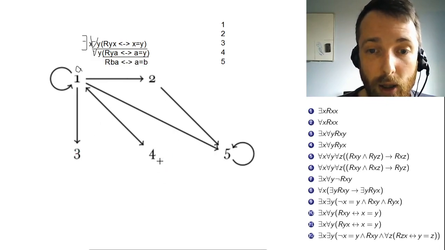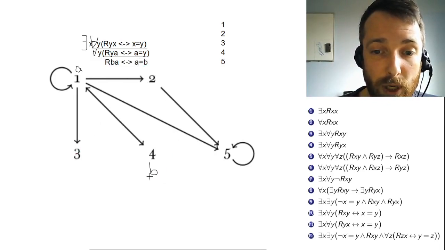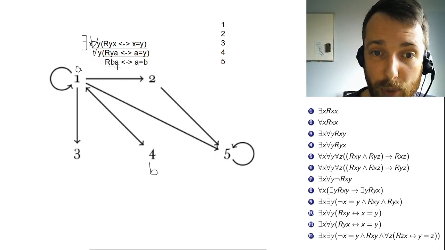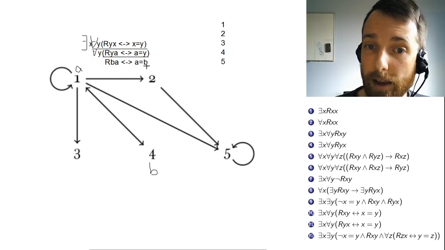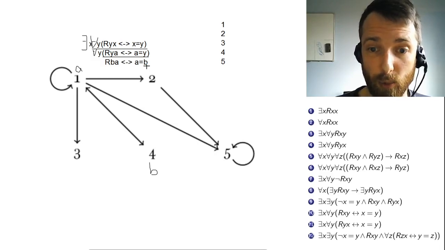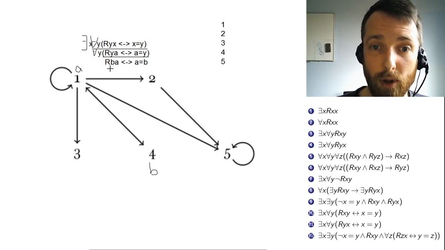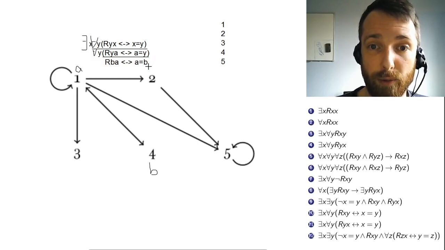We're doing okay. What about, though, if I put B on number 4? Now RBA is true. 4 does point at 1. But A equals B is false. 1 and 4 are different things. So we have true, biconditional, false.